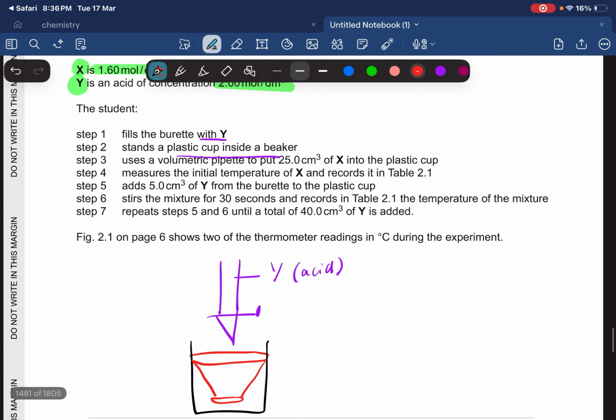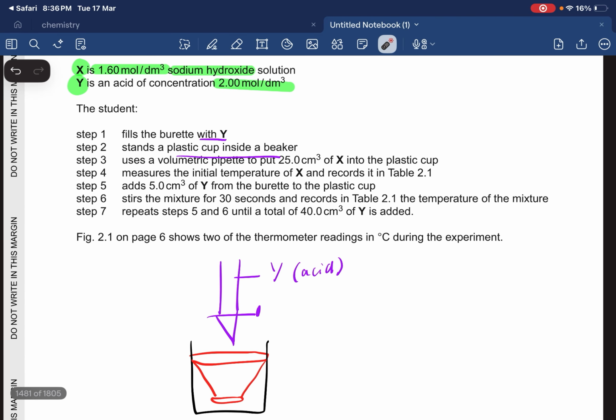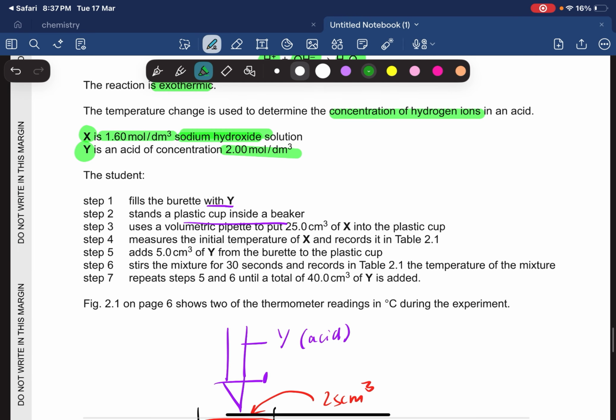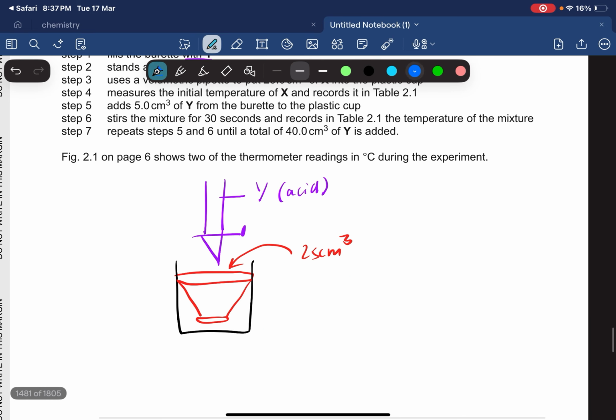That's a thermopole cup in which you drink your tea. Use a volumetric pipette to put 25 cm cube of X into the plastic cup. So now you're going to transfer 25 cm cube of your X. And what is your X? X is your sodium hydroxide. NaOH is being transferred into the cup. So over here you have NaOH and you're adding acid from the top.